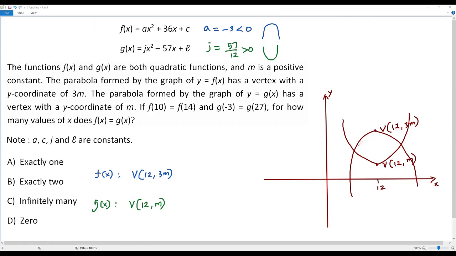Here we have sketched the graphs for both the quadratic functions. Now we have to look at the points of intersection of both the graphs. Okay, here we have a point of intersection and here we have a point of intersection. The graphs of the given two functions intersect at 2 points. Therefore, there are two values of x for which f of x and g of x are equal, and we find this in answer choice B, that is exactly 2. The correct answer choice for this question is B.